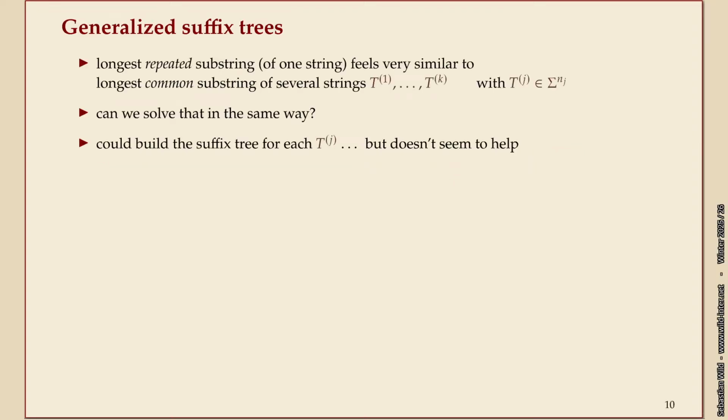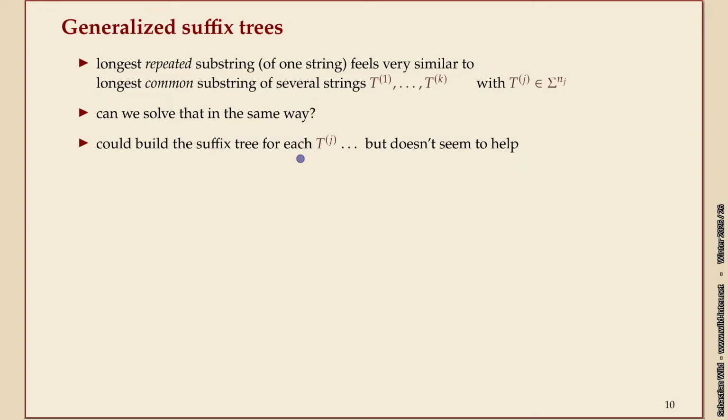What we seem to need, if you compare what we currently looked at, the longest repeated substring of a single string and the longest common substring of a collection of texts, it feels like we're solving almost the same task, just that here it's several strings and here is one string. So we somehow need a way to compare across strings. So you could build the suffix tree for each of the texts, but that doesn't seem to help you find matches between the texts.